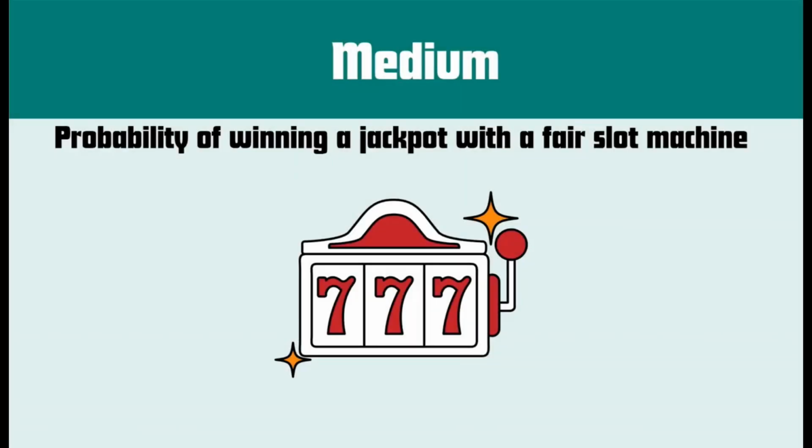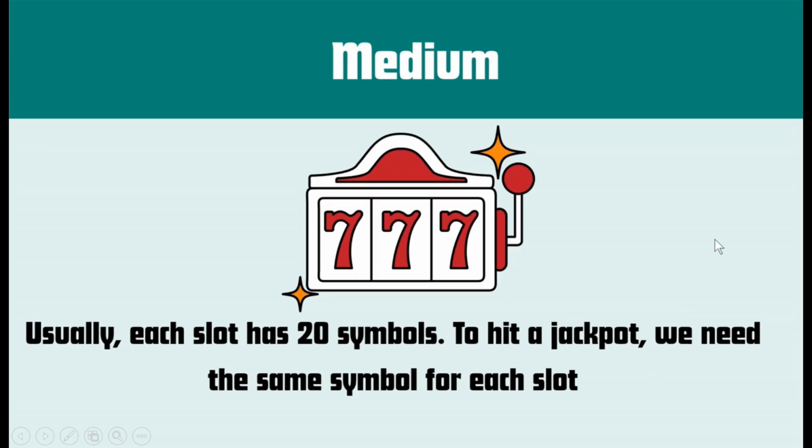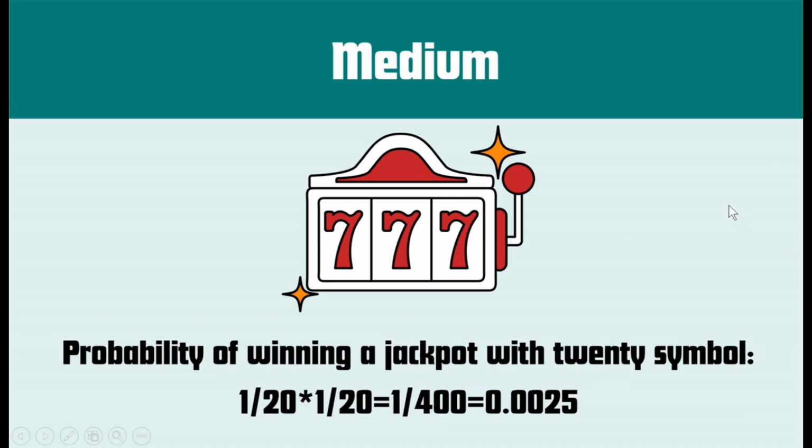A complex example of probability is the probability of winning a jackpot with a fair slot machine. Now, usually, each slot has 20 symbols, and a slot machine usually has 3 slots, and to hit a jackpot, we need the same symbol for each slot. The probability of winning a jackpot with 20 symbols is 0.0025.